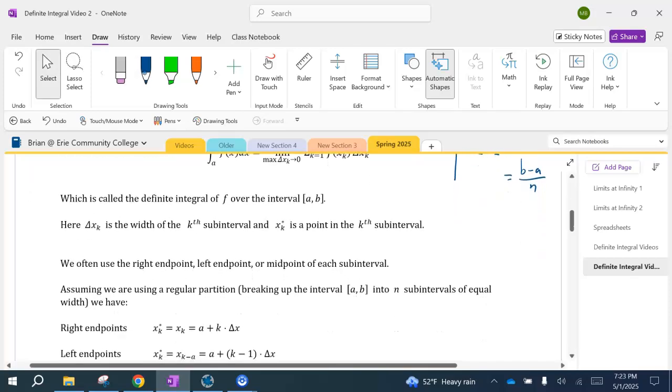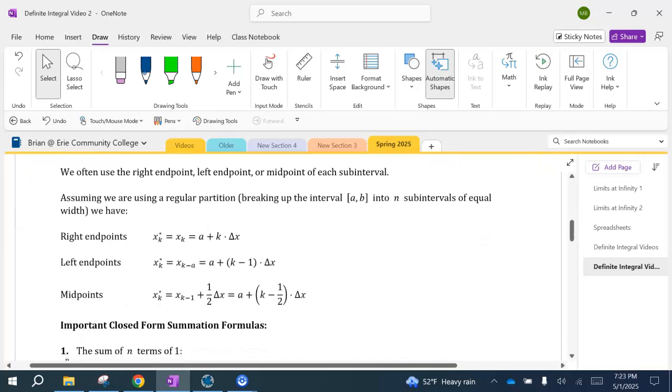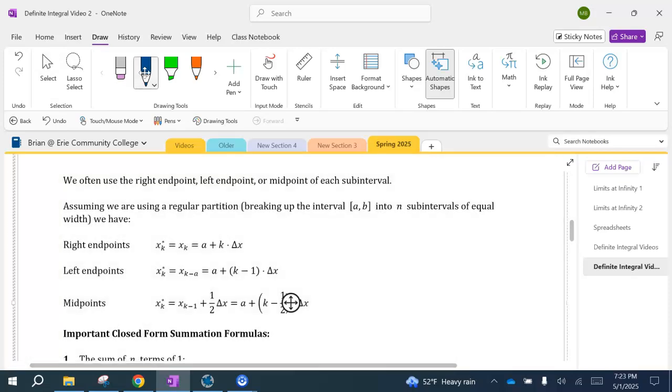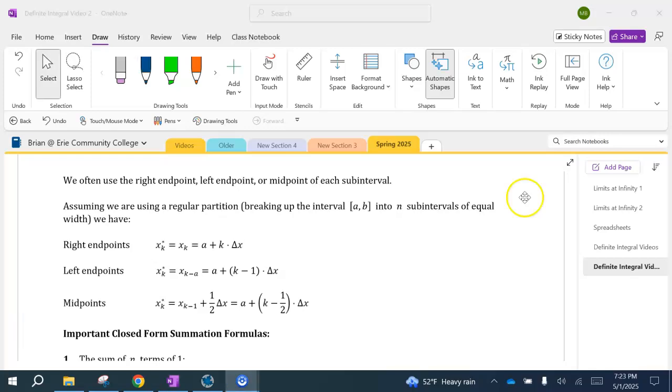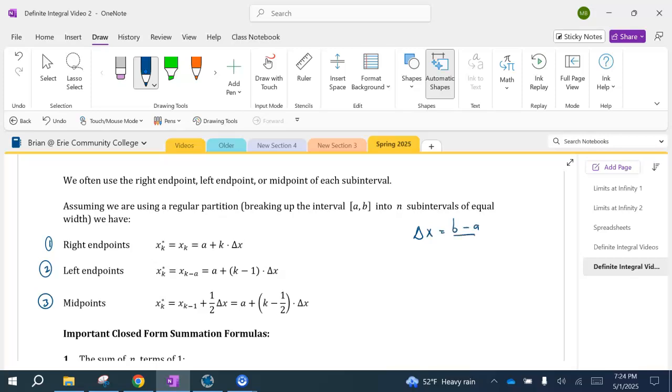And we saw this in the last recording, but if we're using a regular partition, breaking the interval into n subintervals of equal width, we have the following for the right endpoints, where we have the right endpoints given by this formula, the left endpoints given by this expression, the midpoints given by this expression. So that was a little bit of work to express that out. And notice we know what delta x is also. It's going to be b minus a over n, the length of your interval divided by n.